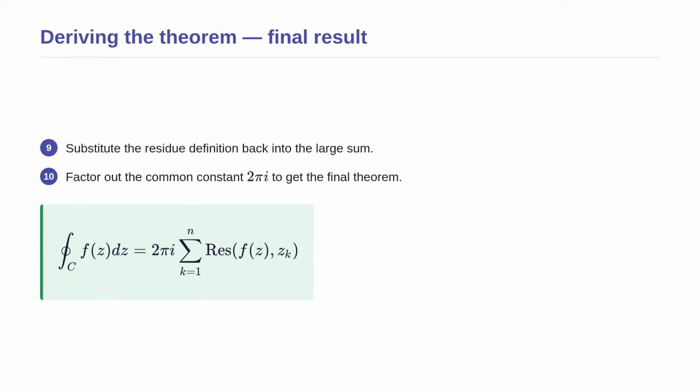For our final step, we substitute this definition back into our large sum. Since every term now contains the constant 2 pi i, we simply factor it out. This leaves us with the sum of all the individual residues inside the brackets. This gives the final result, the elegant form of Cauchy's residue theorem. We have proven that by focusing only on the points that truly matter, we can bypass complex integration entirely.